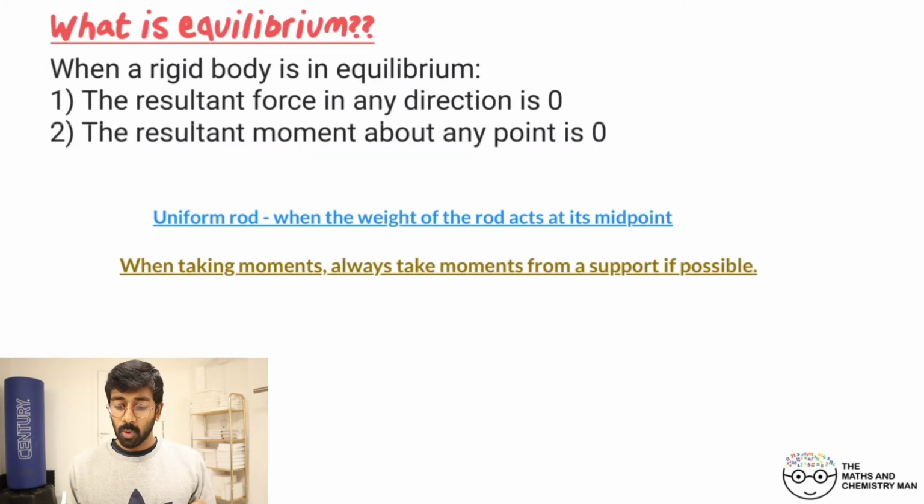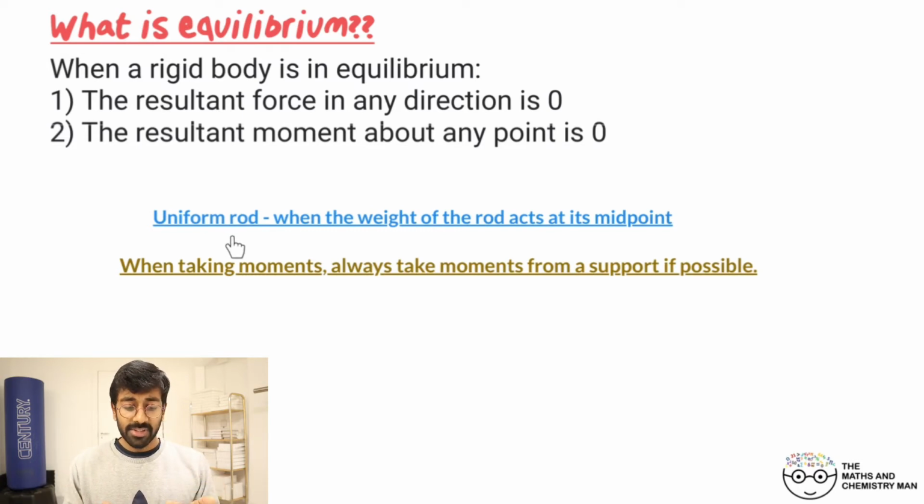So hopefully you've watched part number 1, and if you haven't, here's a very quick summary of what I mentioned. I mentioned that if a rigid body is in equilibrium, the resultant force in any direction is 0. Most importantly in this chapter, that means upwards forces are equal to downwards forces. The second thing I said is that if something's in equilibrium, the resultant moment about any point is 0. The way we should think about that is that clockwise moments are equal to anti-clockwise moments.